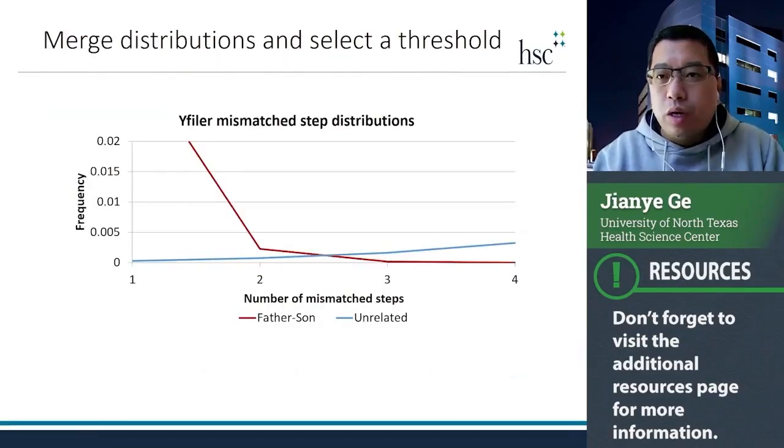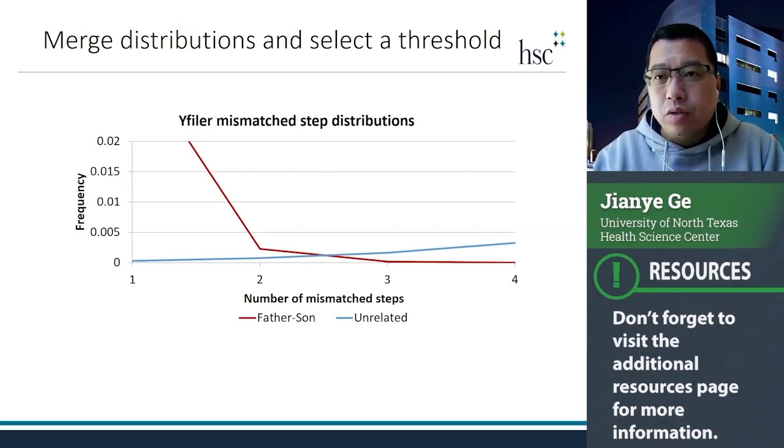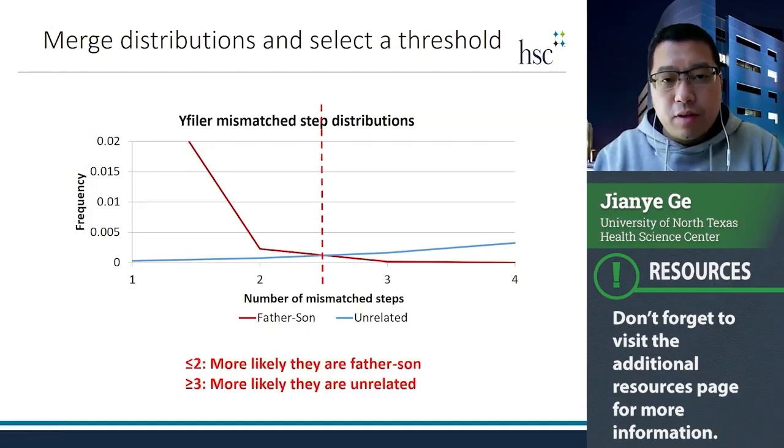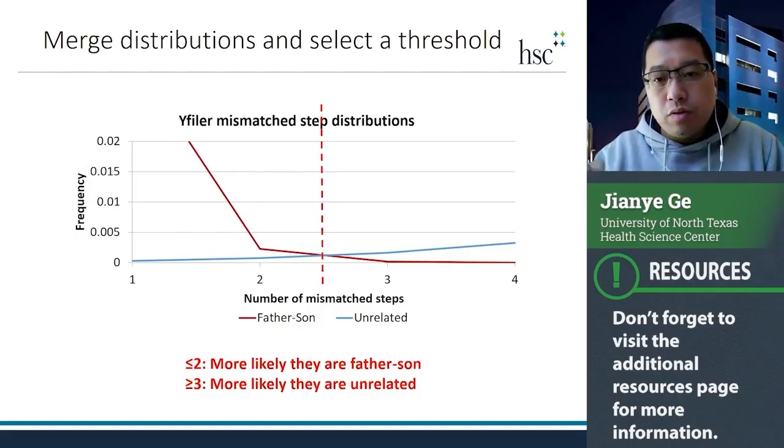And then we can merge these two distributions together, and these two distributions will cross at some point, and then we can cut the threshold at this crossing point, and then we can make a decision. Say, if you see 0, 1, or 2 mismatched steps for a pair of profiles, then they are more likely a father-son relationship. In this case, I only put father-son as an example. And if you see 3, 4, or more mismatched steps, they are more likely unrelated. So this is a quick way to help the DNA analyst make a decision.